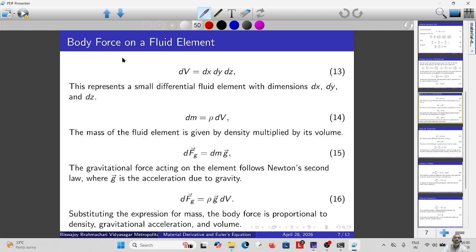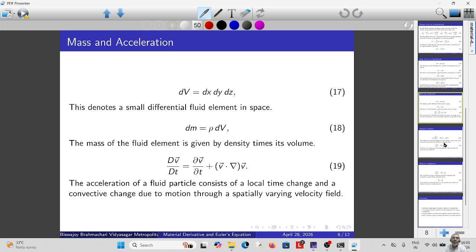Next, we need the body force. The body force is given by, if we take the small element, then the mass is rho dV, and small body force is mass into acceleration, that is rho dV g. Rho dV g is the small body force on the liquid element. And lastly, let us look at the acceleration, because this, we have already seen, is the material derivative, which is the acceleration, and if we multiply acceleration with mass, then we will get force.